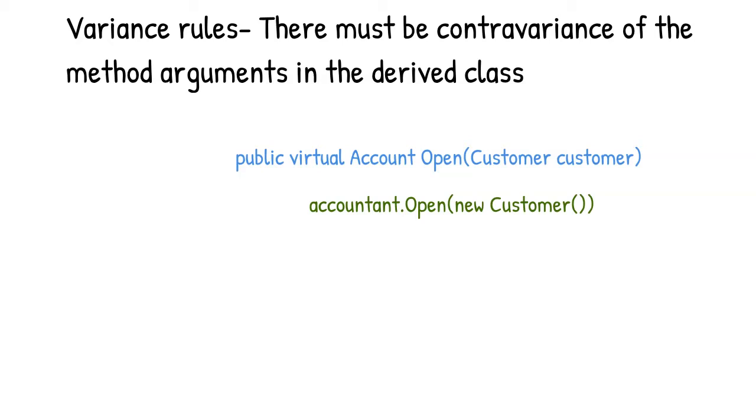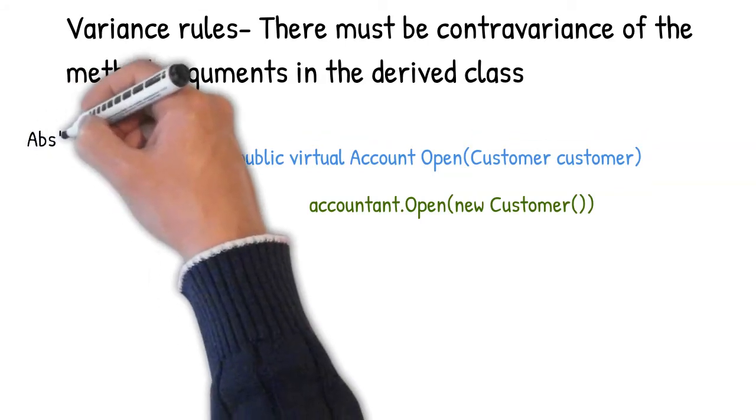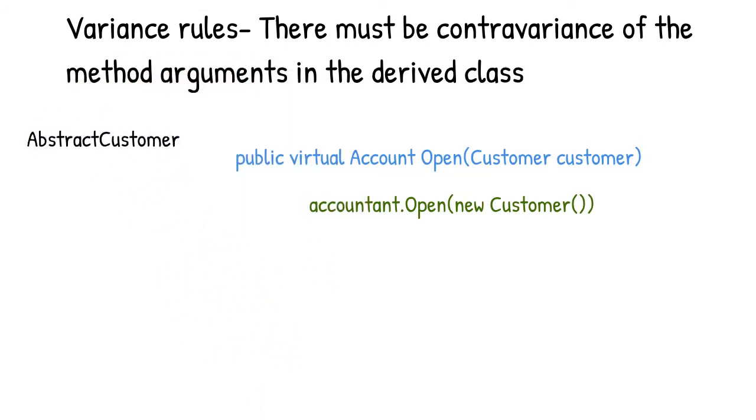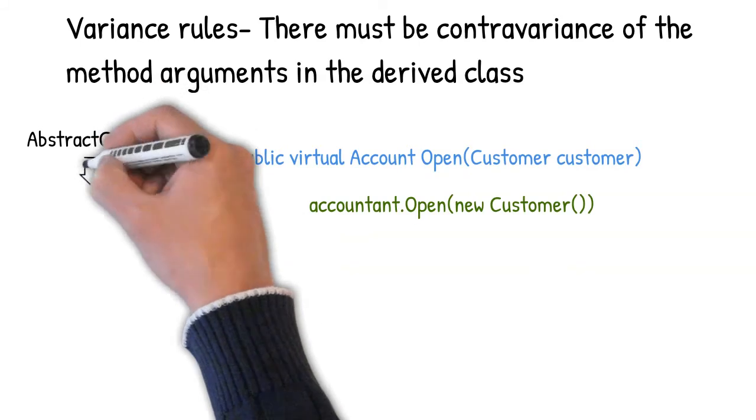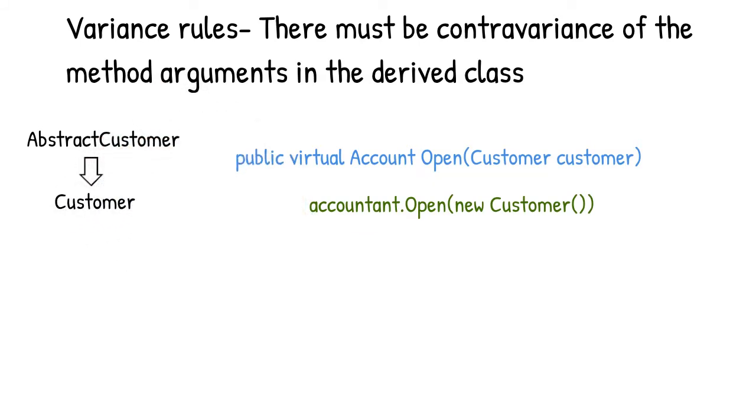And this was right because the accountant reference was holding the object of accountant entity. But what happens when we replace that entity by senior citizen accountant? This variance rule talks about what we are allowed to do and what we should not do. Let's say we had a hierarchy for the customer class, where abstract customer is the parent. Customer class inherits from abstract customer and prime customer class inherits from customer.